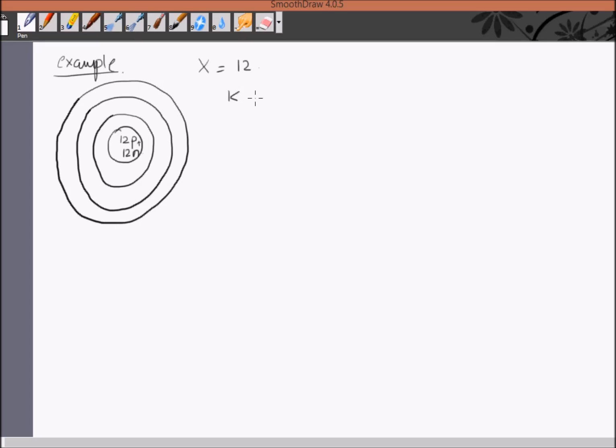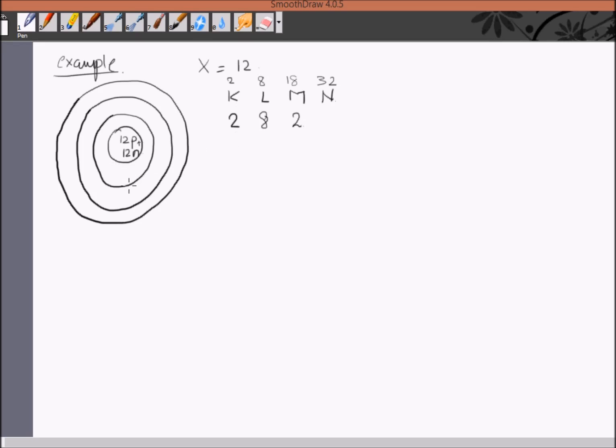So what will be the configuration? KLMN. First I'll put 2 electrons into K. Then how much is left? 10. How much can L shell accommodate? Let's write here. It was 2, 8, 18, 32, right? So how much are we left with? So 2 electrons are left, which will be accommodated by M shell. So this is the electronic configuration of X element with the atomic number 12.